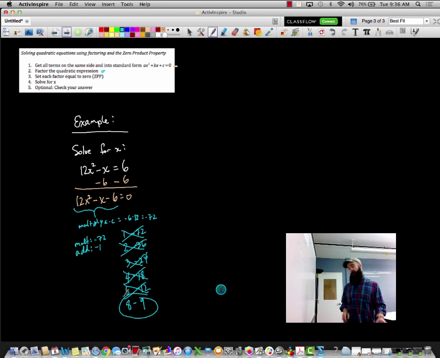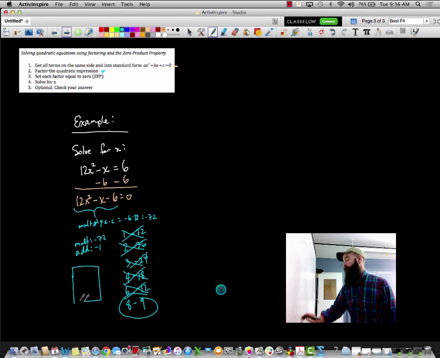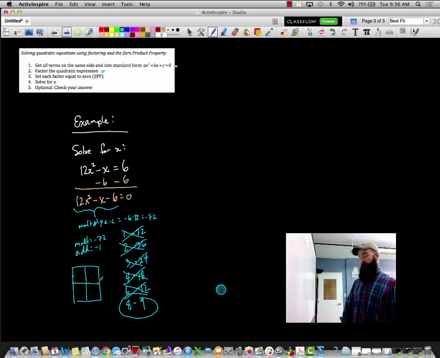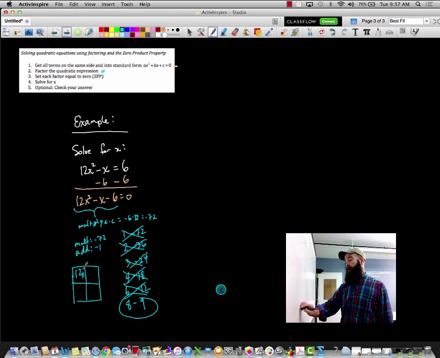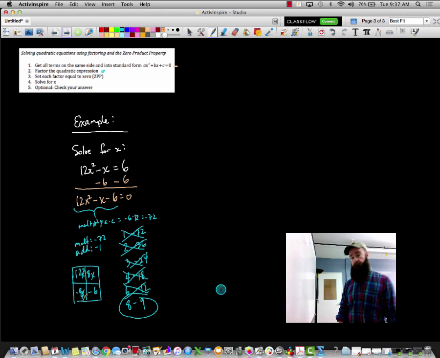So now I'm going to factor using my box. So the box is set up by putting the squared term in the upper left, my constant term in the lower right, and the two numbers I just came up with in the other two boxes with x's next to them. So now I'm going to look for the GCF of the first row.